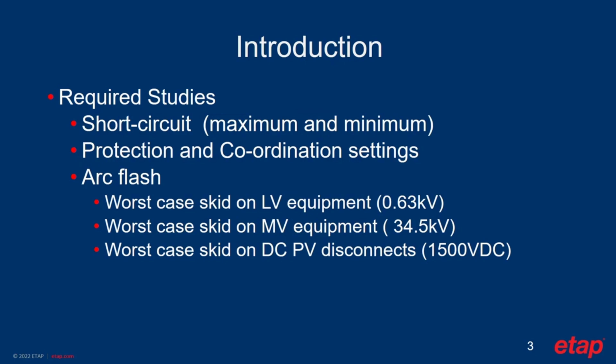The required studies within the scope of the project were to perform short circuit analysis for maximum and minimum short circuit currents, and a protection and coordination settings review, where we evaluated the protection and coordination settings that were already given to us. We also performed arc flash analysis on the low voltage equipment on the inverter side, and the worst case incident energy analysis on the medium voltage equipment on the 34.5 kV substation side. In addition, we also performed the arc flash analysis for DC PV disconnects at approximately 1500 volts DC.